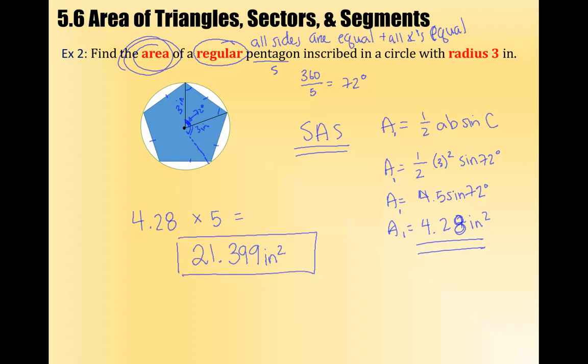Kind of extending on that, right? Or maybe I would have done 4.5 times the sine of 72 and taken that and multiplied it by 5. And then 4.5 times 5 gives you 22.5, if I wanted to do it that way first as well. All right, so some extending on a little bit.